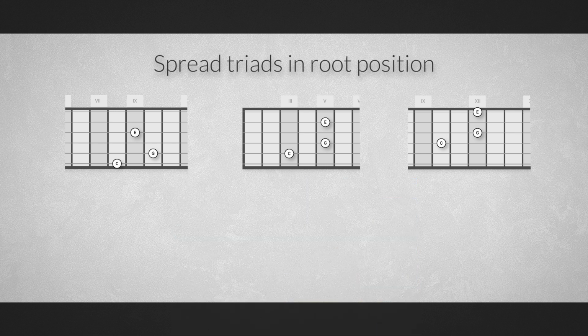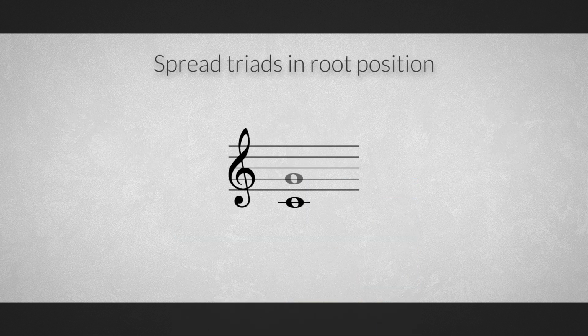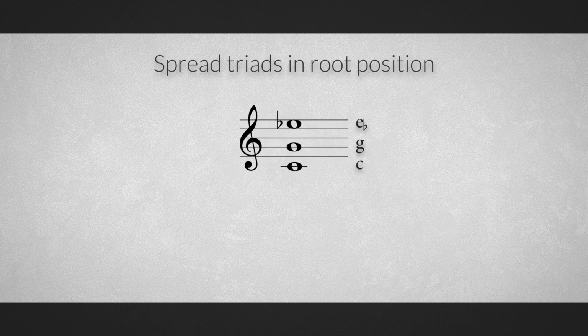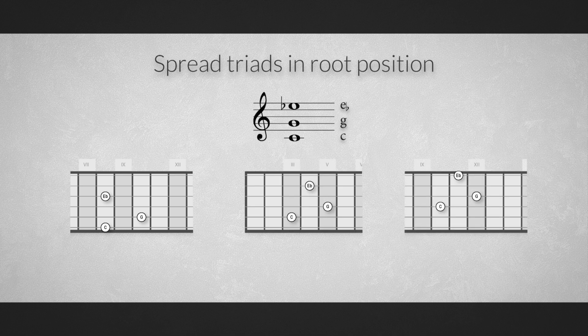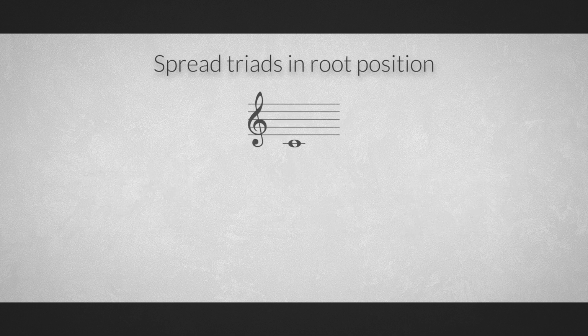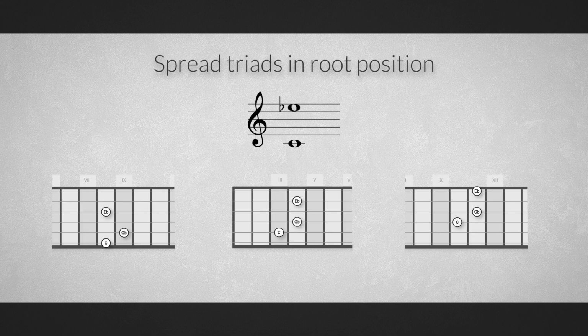The spread triad on a minor chord consists of the root, the perfect 5th and minor 3rd, in that order. Again, we have 3 versions with the root on the 6th, the root on the 5th and the root on the 4th string. The diminished spread triad would consist of a root, a minor 3rd and a diminished 5th.